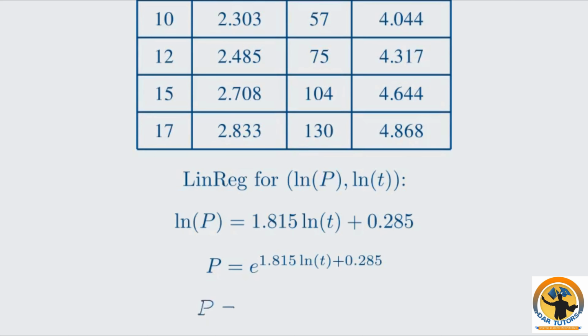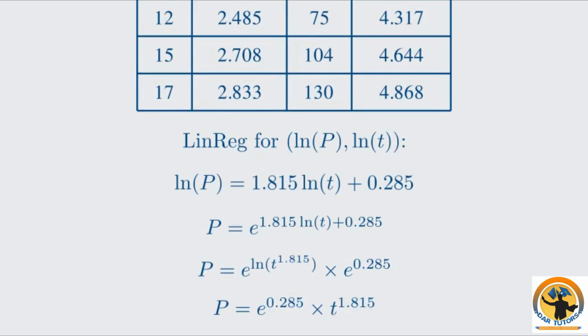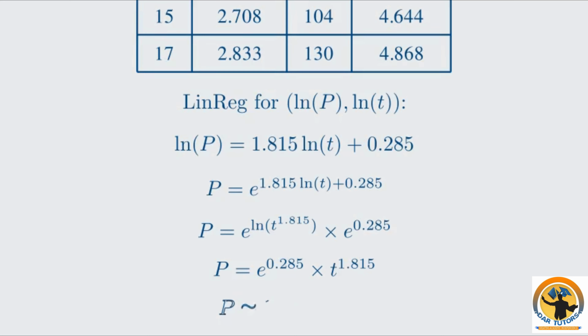Now we transform back. P equals e to the power of 1.815 ln t plus 0.285. Using logarithm rules, this simplifies to P equals e to the 0.285 times t to the power of 1.815. Calculating e to the 0.285 gives approximately 1.33. So our power model for the fish population is P approximately equals 1.33 times t to the power of 1.815.